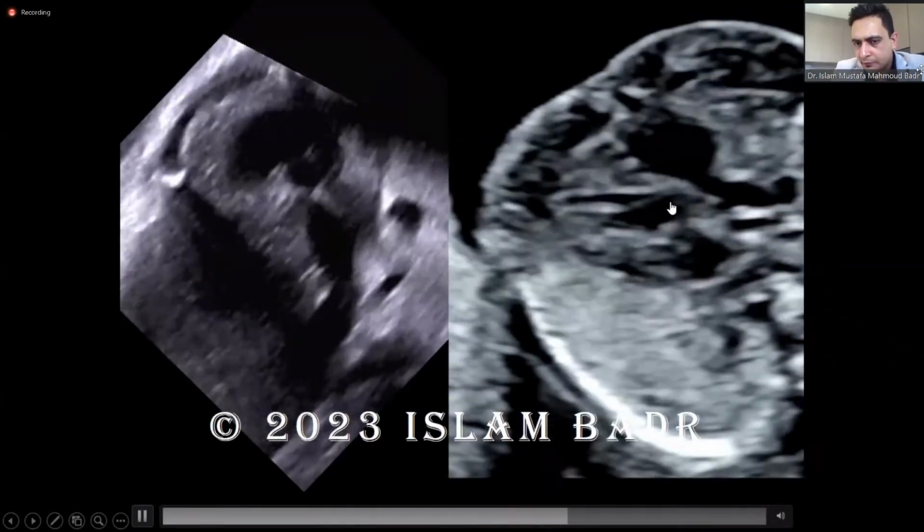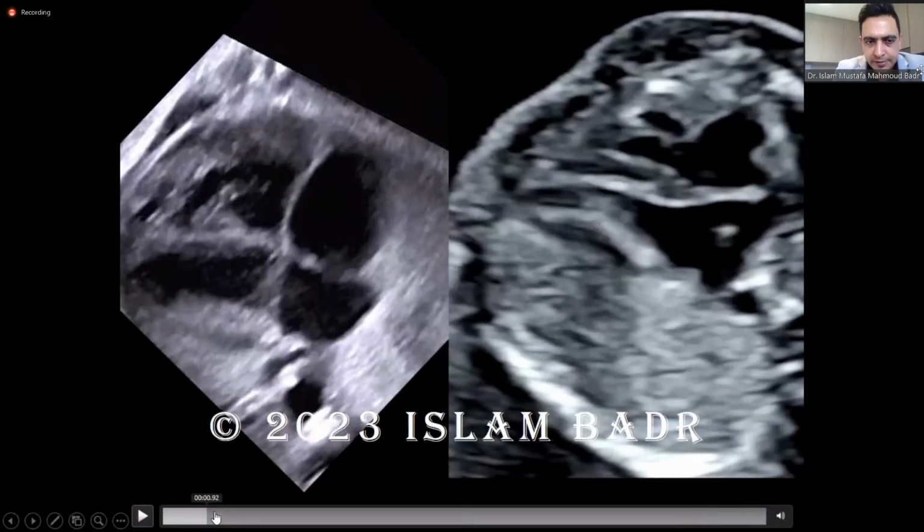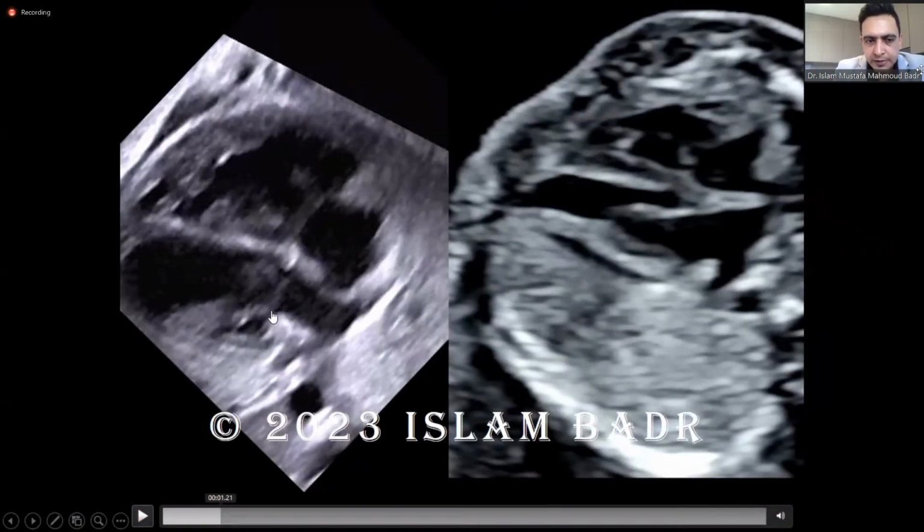And you can see now, I just want to summarize this lecture in this video. This is the left atrium, this is the left ventricle, this is the right atrium and the right ventricle. This is TGA. This is the left atrium, this is the left ventricle, the right atrium and the right ventricle.